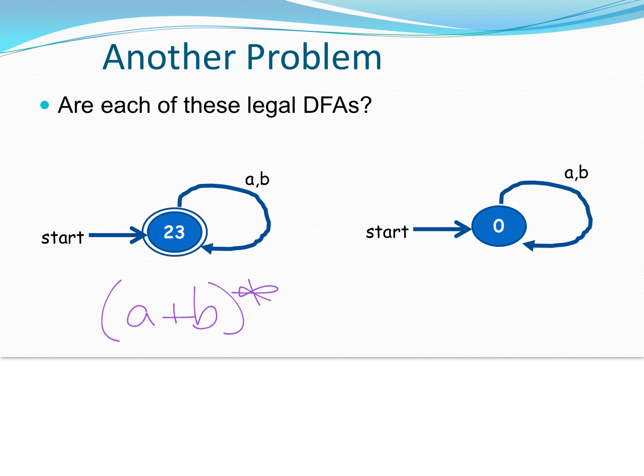In contrast, if we look at this other DFA here, well, I've called it a DFA, but yeah, it's a legal DFA. It has a start, has at least one node, it's got edges with out arrows for A and B, but no accept states, right? So this just accepts the empty language, right? The empty set.